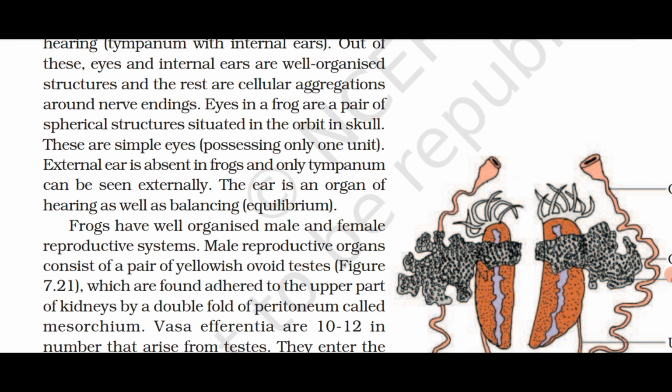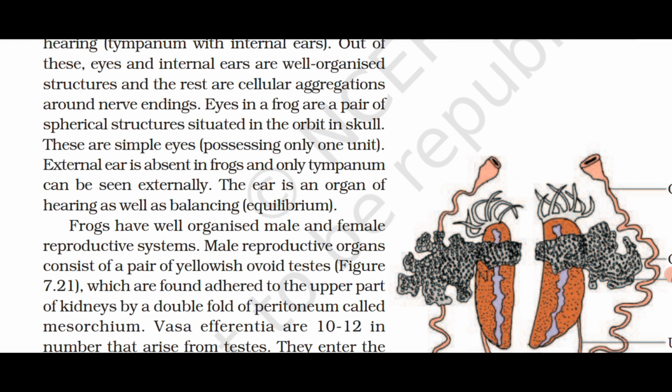Eyes in a frog are a pair of spherical structures situated in the orbit in the skull. These are simple eyes possessing only one unit. External ear is absent in frogs and only the tympanum can be seen externally. The ear is an organ of hearing, as well as balancing equilibrium.